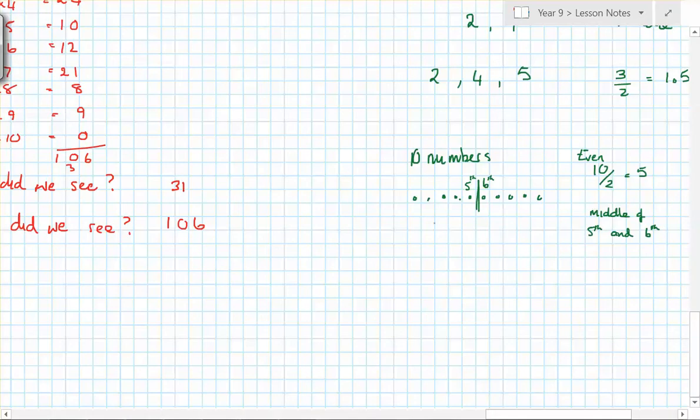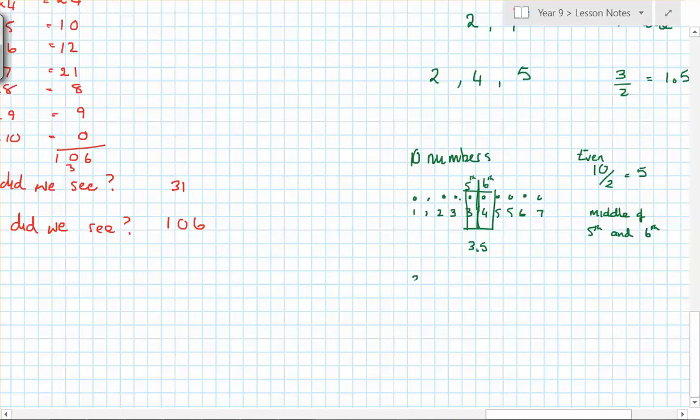Yeah, so for instance, if I had 1, 1, 2, 3, 3, 4, 5, 5, 6, 7, if they were the 10 numbers, I would need to look for the 5th and the 6th number, which would be 3 and 4. So in this case, the middle of 3 and 4 would be 3.5.